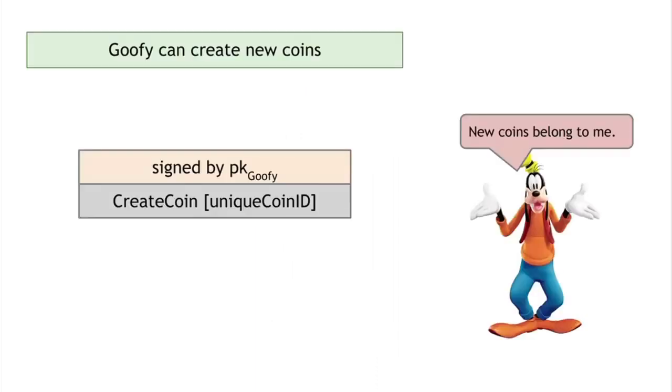There are just a couple rules of Goofy Coin. The first rule is that Goofy can create new coins. Goofy can make a new coin whenever he wants, and when he makes a new coin, it belongs to him. So when Goofy makes a coin, it's represented by a data structure like this. Here you have the create coin operation, and there's a unique coin ID that Goofy generated, and then there's a digital signature that was put on it by Goofy, which anyone can verify. So anyone being given this can verify that the signature is valid and that it's a signature of this statement. And new coins belong to Goofy by definition because those are the rules that Goofy made. So that's the first rule. Goofy can create new coins.